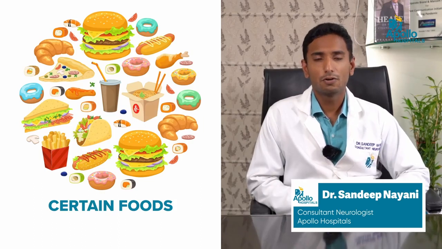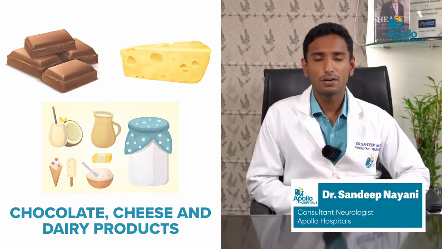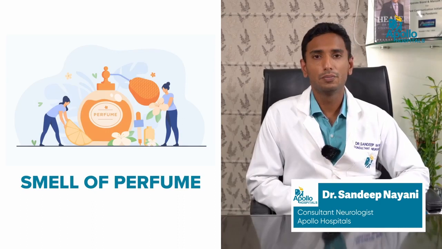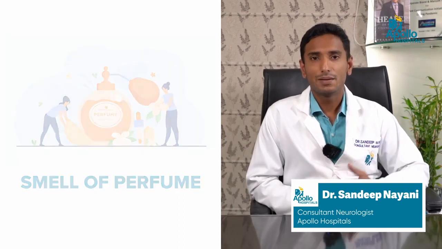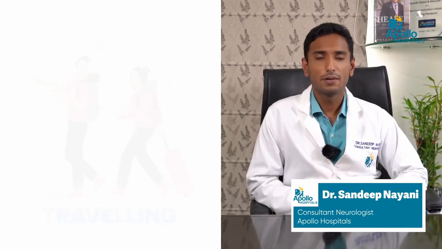The foods that can commonly trigger migraine are chocolates, cheese, dairy products, sour foods, or fast food which contains MSG. So all these can trigger migraine. In addition to the foods, some other well-known triggers are the smell of perfumes, or sometimes traveling itself, or exposure to hot sunlight.